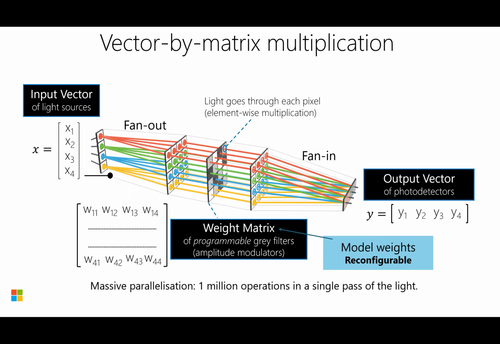This system obviously gives us the ability to have massive parallelization. For the scale that we're aiming for, our system is a 1000 by 1000 matrix size, which gives you 1 million operations, 1 million weights, passively and for free in a single pass of the light.